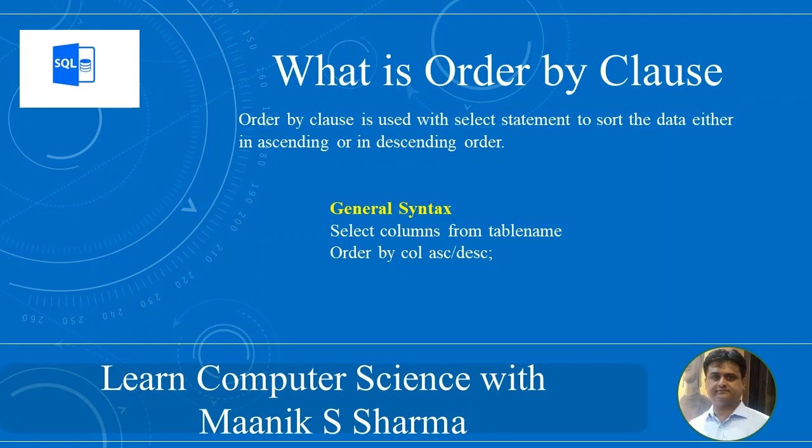The general syntax for the order by clause is: select columns from table name, order by col, ASC or DESC, semicolon. Here col is the name of the column on the basis of which the sorting has to be done. Instead of writing the name of the column, we can also mention the position of the column in the table.